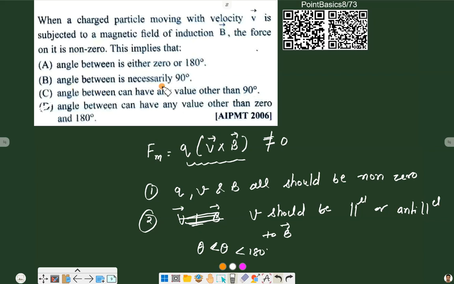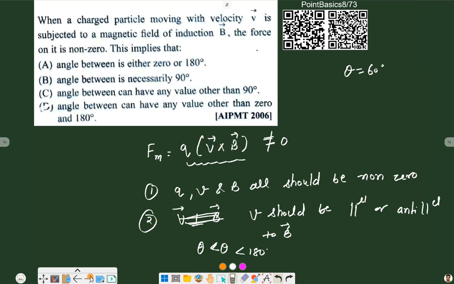It is not necessary to have the angle equal to 90 degrees, because even if theta is equal to 60 degrees between velocity and magnetic field, even then we will get some value out of this cross product. And it is mentioned that there is some non-zero force. It is not mentioned that the force needs to be maximum. If that force needs to be maximum, only then the angle between V and B needs to be 90 degrees.